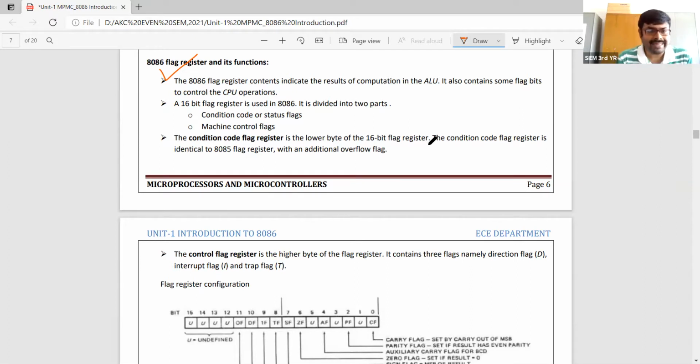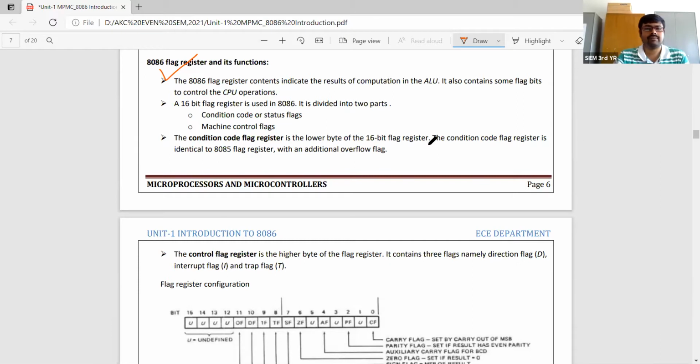Point number 2, a 16-bit flag register is used in 8086. So in case of the flag register, if you see the bit structure, that is also 16-bit. It is divided into two parts. One is called the condition code or status flags, and the second one is called the machine control flags.